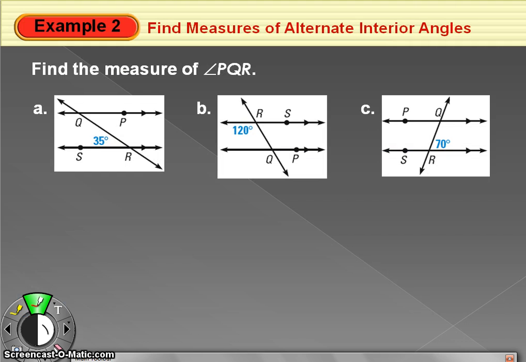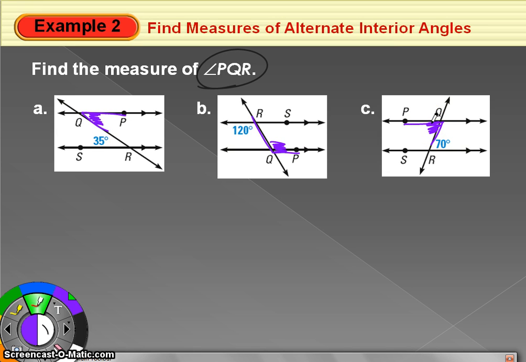All right, so here's another example. You have to figure out, first, where angle PQR is. Okay, this is the angle in question, PQR. So identify that. All right, so PQR is right here, so that's this angle. Over here, PQR, so that's this angle. And then PQR, so that's this angle right here.